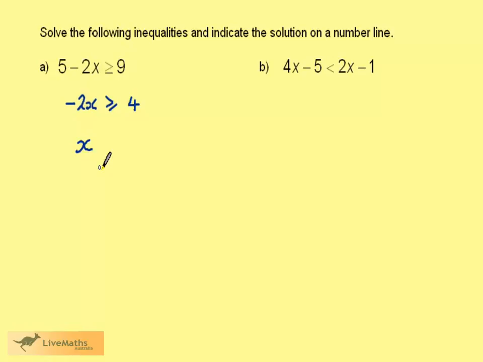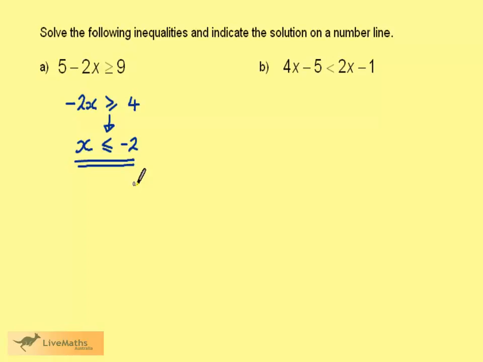If we multiply or divide both sides of an inequality by a negative number, we have to reverse the direction of the inequality sign. 4 divided by minus 2 is minus 2. Note the reversal of the sign. This is the one difference between working with inequalities and working with equations.